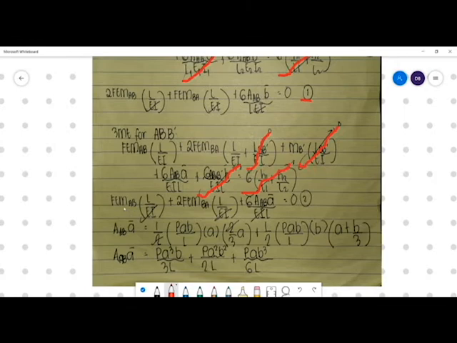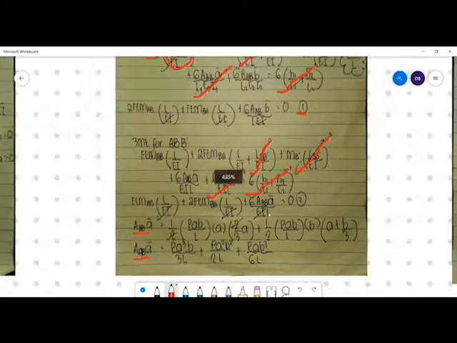So what remains now will be FEMAB times L, since all the EIs will be cancelled. So plus 2 FEMBA times L again plus 6 area A centroid A over L is equal to 0. So we now compute the area AB multiplied by the centroid from the left. So how are we going to compute that?